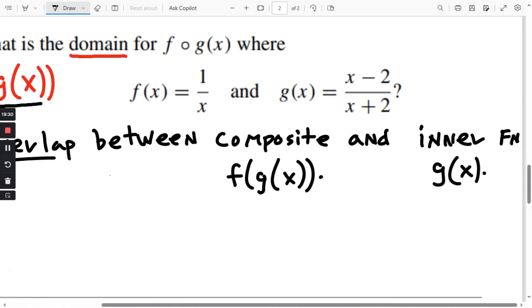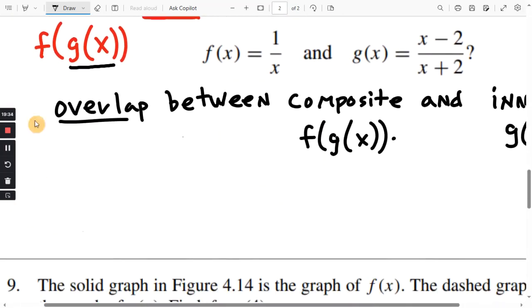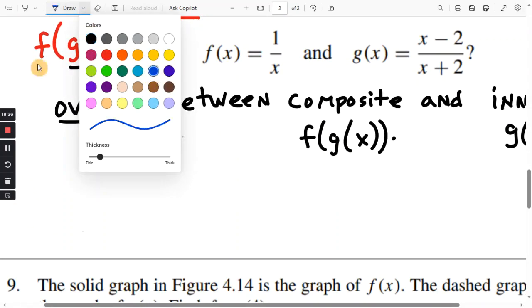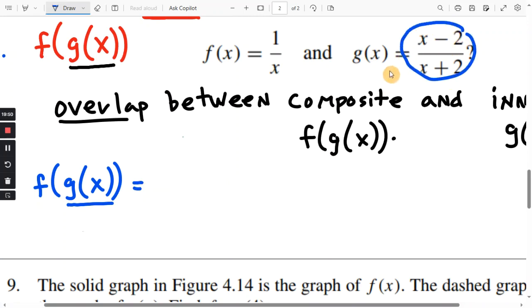All right, so let's calculate f of g of x. I'll do that in a different color. F of g of x means we're plugging in g of x in place of x for the f function. We're going to take g of x, which is this right here, and plug it in place of x. So that's going to be 1 divided by x minus 2 over x plus 2.